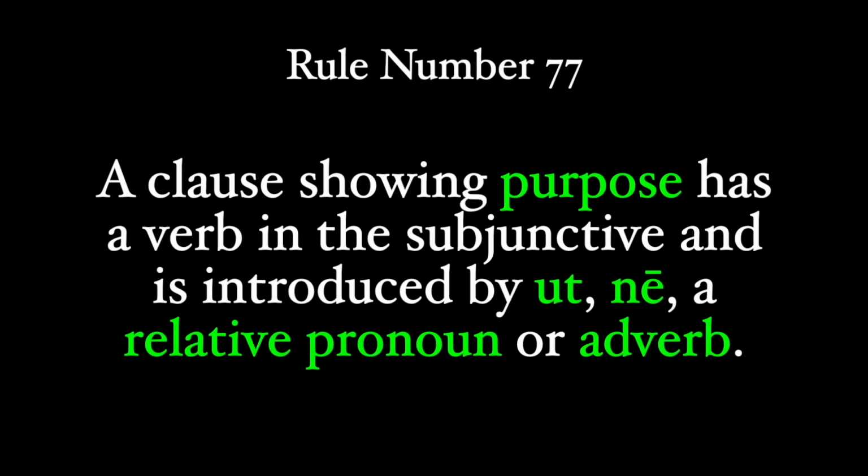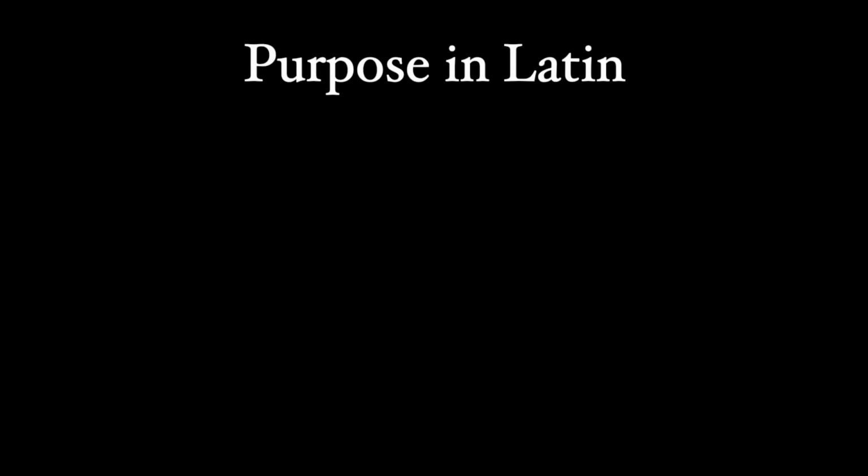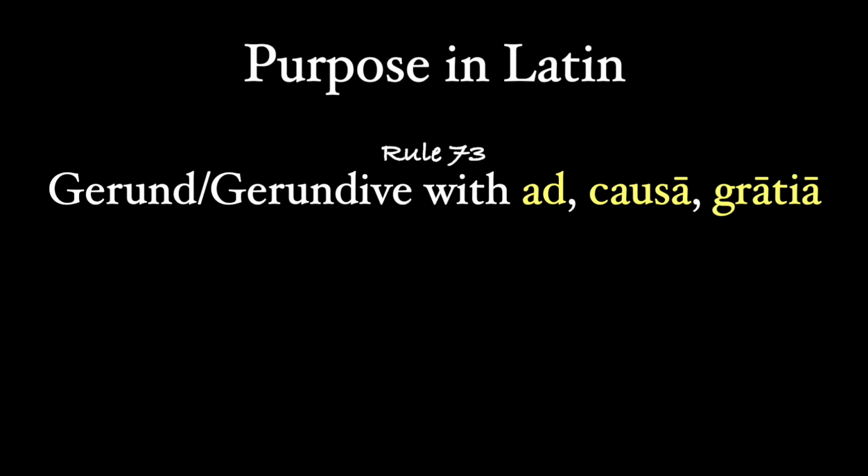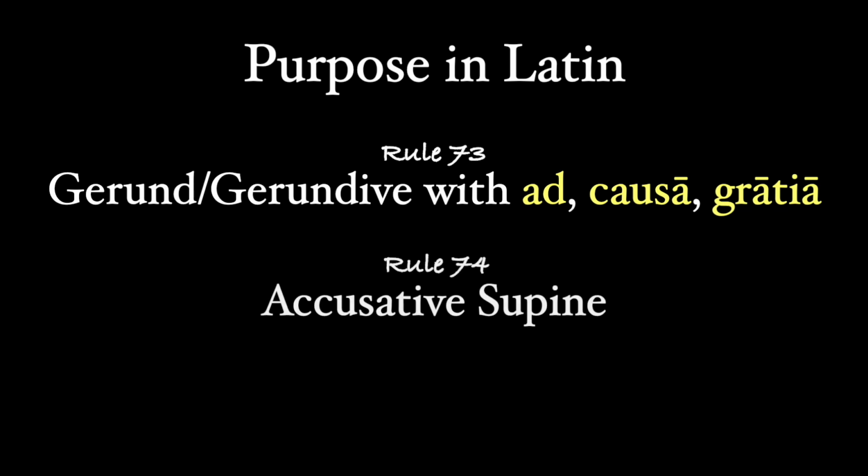Rule number 77. A clause showing purpose has a verb in the subjunctive and is introduced by ut, ne, a relative pronoun, or adverb. Purpose in Latin can be construed in multiple ways. We could use the gerund or gerundive with the prepositions ad, causa, or gratia, as we've seen in Rule 73, or the accusative supine, and that's Rule 74.